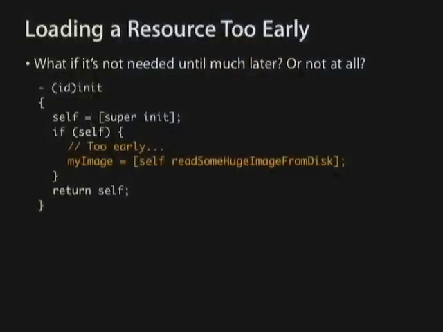So here's an example. In your init method, let's say you have an image that gets presented to the user when the user clicks a button. One way to do this would be in your init call to actually go and load the image there. What that does is it pulls it into memory. This may be at launch time, and it may not even be needed.